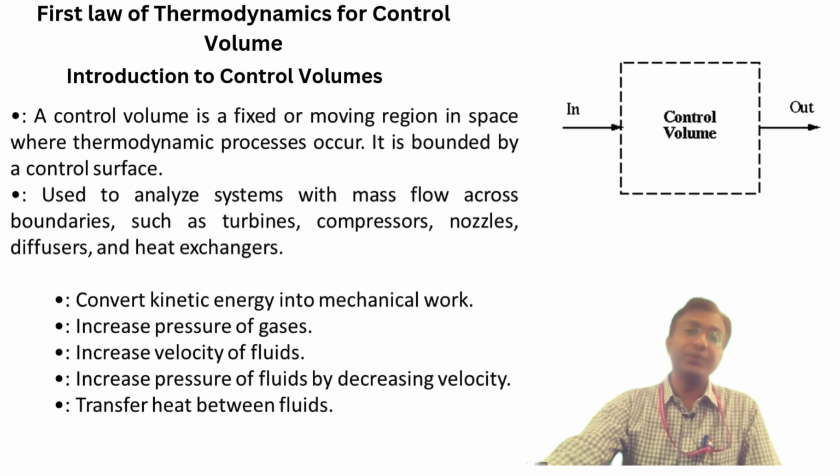Next are the diffusers. Diffusers increase pressure by decreasing velocity. They are used in wind tunnels to study aerodynamic effects and in jet engine inlets to slow down air before it enters the compressor. Next are the heat exchangers. They are used to transfer heat between fluids. They are vital in power plants for cooling systems and in refrigeration systems for efficient heat transfer.